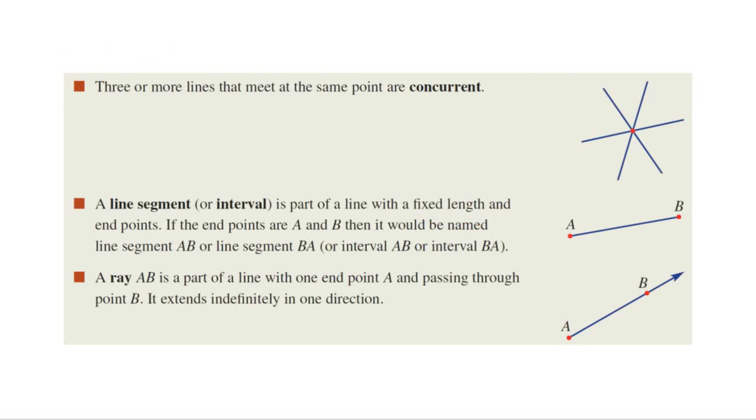Next, 3 or more lines that meet at the same point are called concurrent. See over here, if 3 lines meet at the same point, they are known as concurrent lines. Now next point, a line segment or interval, which is a part of the line. Suppose this was the actual line. Now we have cut a part of it. See over here, this thing is known as the segment of the line or the line segment, and it is denoted like this, okay.